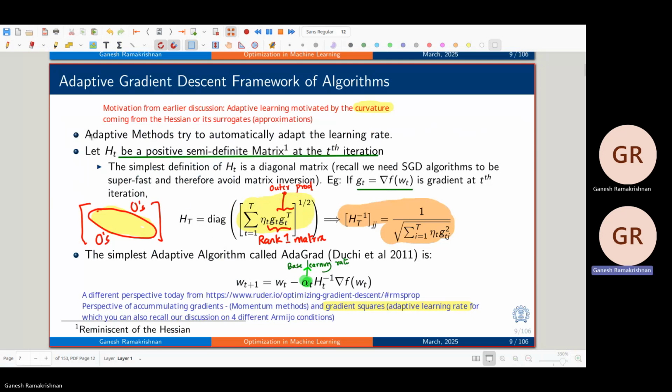So H_t is assumed to be positive semi-definite. You need it to be positive semi-definite, and you're taking the inverse here as well, so you would expect invertibility, right? Because this H_t inverse, the jj-th term, is basically the square root of all those gradient squares, or rather, the j-th component of the gradient squared.